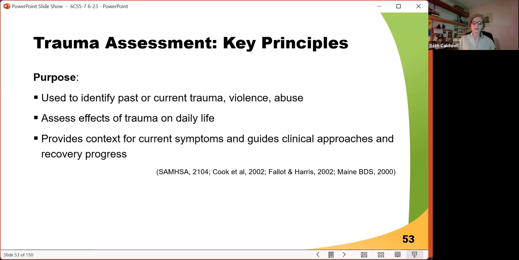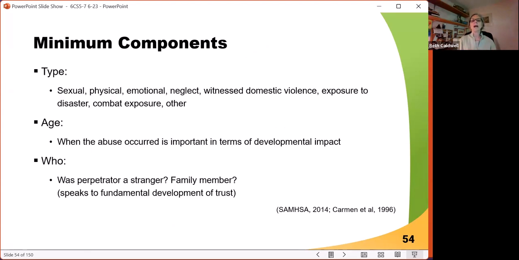Of course, we want trained clinicians to be doing those trauma assessments, and again, sharing that. So do you include past abuse? What type? Do you address age? Do you address who did things? These are just some of the minimum components that you want to address.